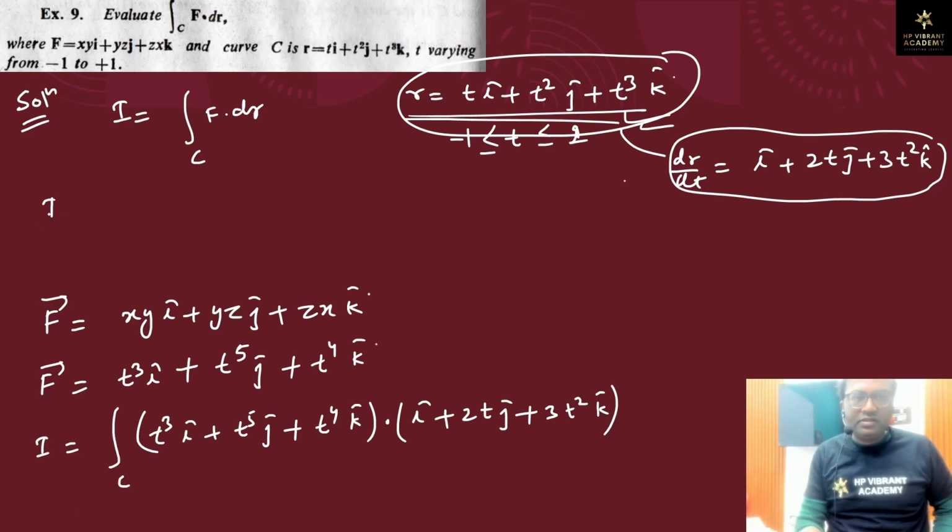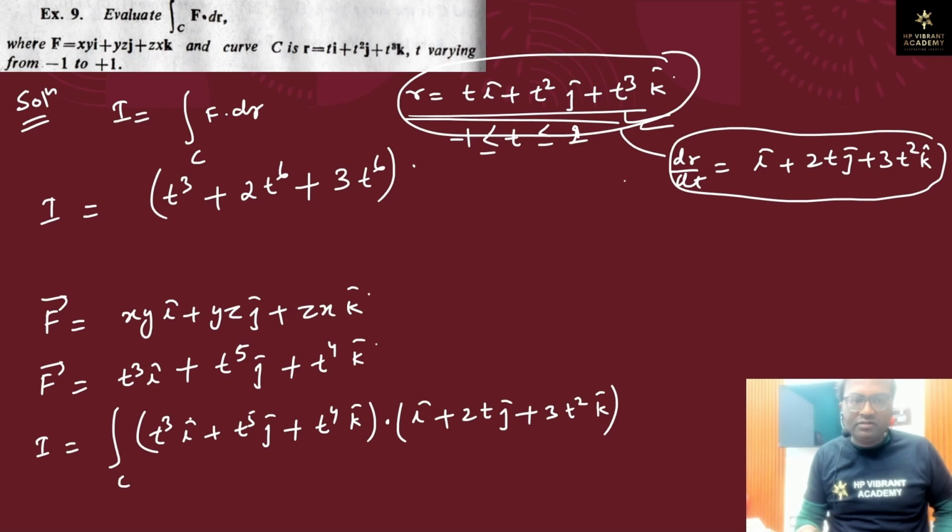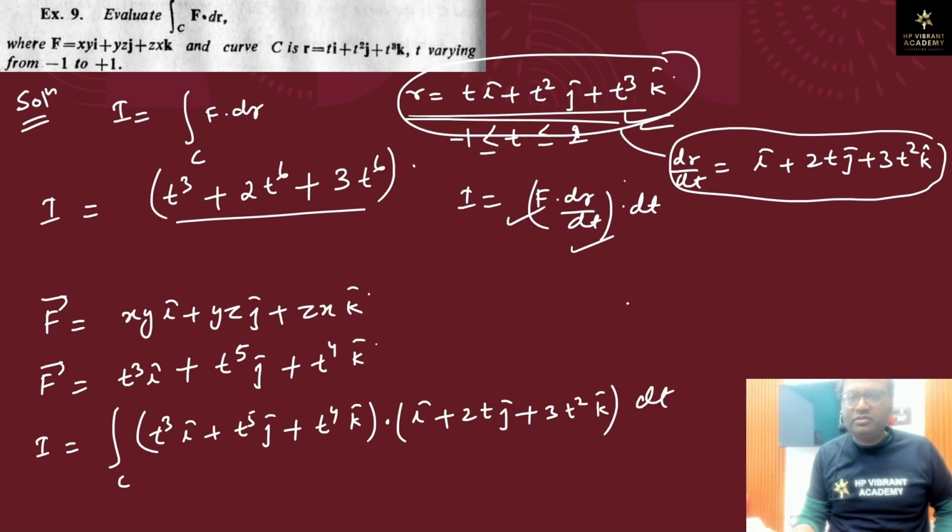So we have the value of I as t cube plus 2t^6 plus 3 times t to the power 6, dt. Sorry, f dot dr into dt. We have I as f dot dr upon dt into dt. So we have calculated f and we have calculated dr upon dt, and we are taking the dot product. So this is the dot product into dt, and the limit on t is minus 1 to 1.